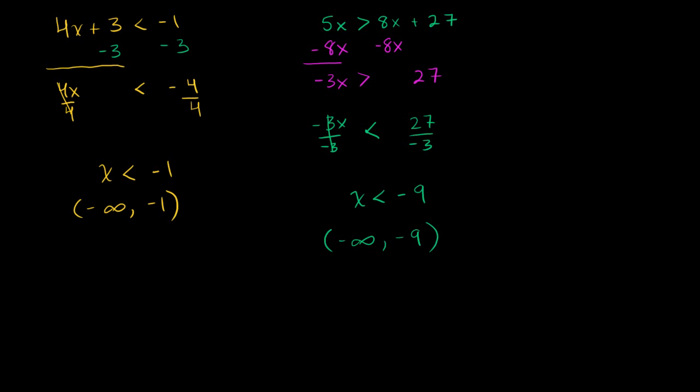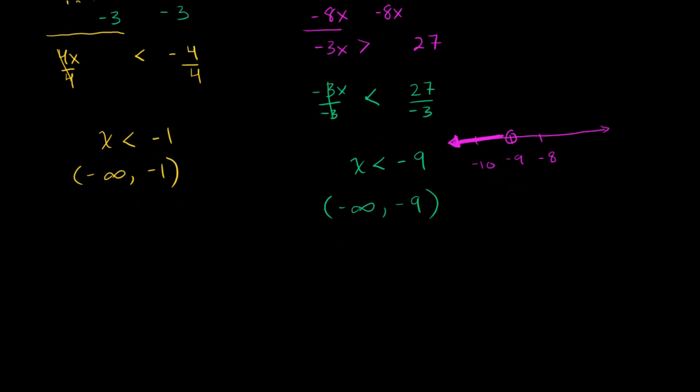If you wanted to do it as a number line, it would look like this. This would be negative 9. Maybe this would be negative 8. Maybe this would be negative 10. You would start at negative 9, not include it, because we don't have an equal sign here. And you go all the way, everything less than that, all the way down to negative infinity.